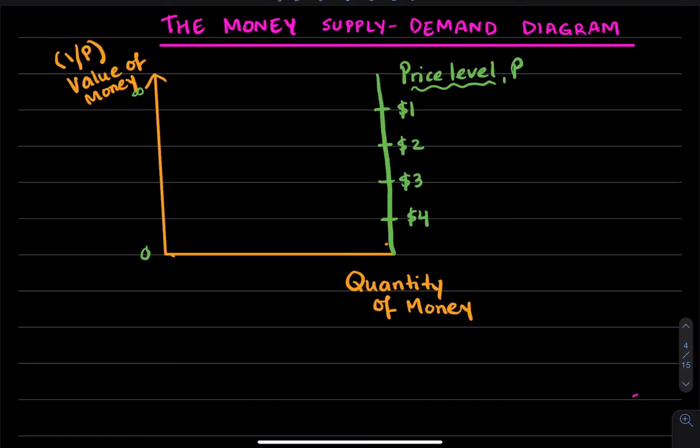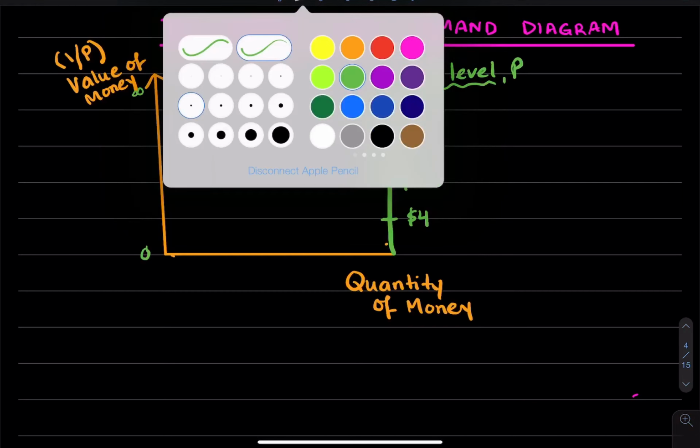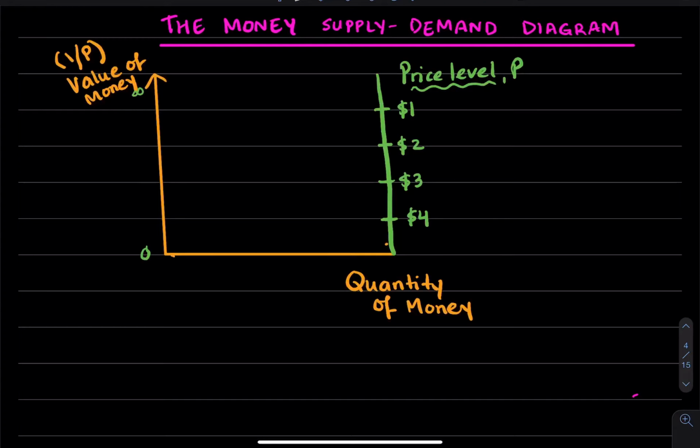Now, since we know P, which is on the right side, we can determine what 1 over P is on the left side. Okay, so we can say then that for the price level of $4, this corresponds to 1 over P, which is 1 over 4. Similarly, this is 1 over 3. This is half, and this is 1. Okay, so for each price level, we have value of money on the vertical axis.